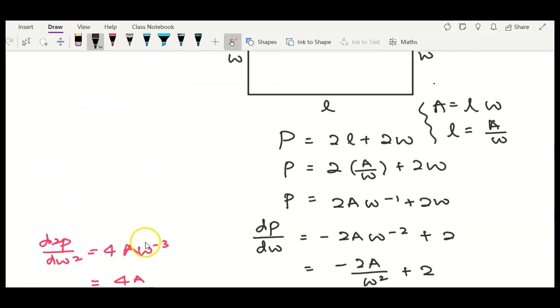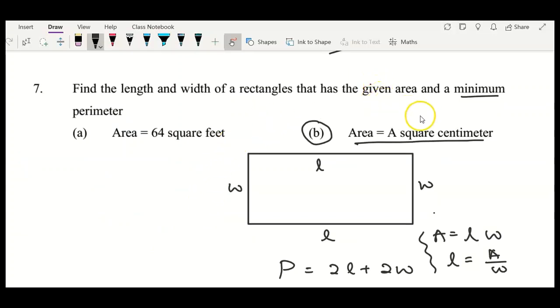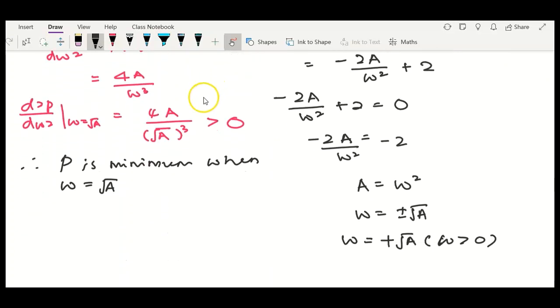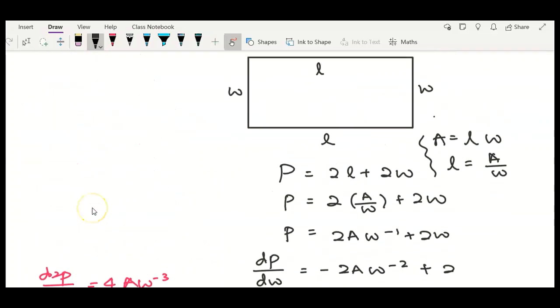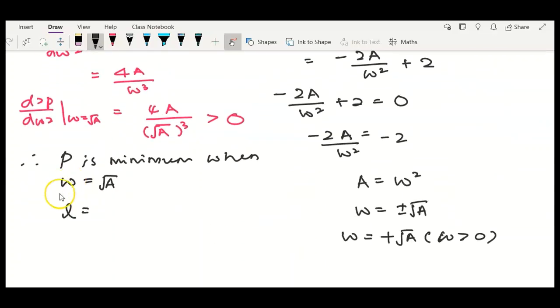And again, we look back at the question. We want to find the length and the width, meaning that we need to get the values of L and W. Just now we already got the value of W. Now we get the value of L. L is given as A over W.